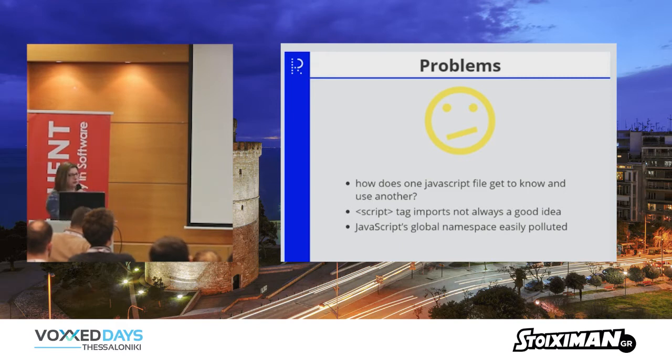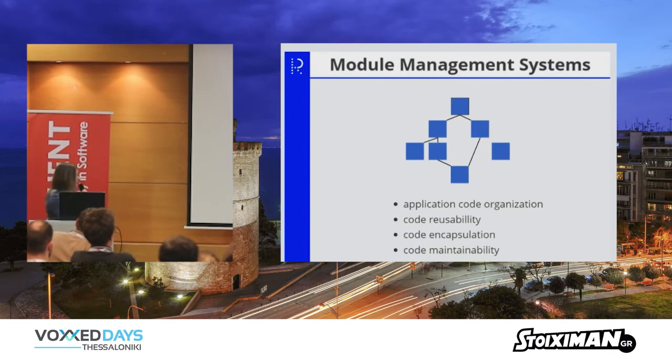Now, by module, we don't actually mean an AngularJS module, but any piece of code that can be used as a dependency from other JavaScript files. So, how does one JavaScript file get to know and use another? We could, again, make use of the script tag imports, but as we have explained earlier, this isn't always a very good idea. In addition, one of the most important reasons for using modules is JavaScript's global namespace, which can become easily polluted. So in order to solve these problems, we use a module management system.